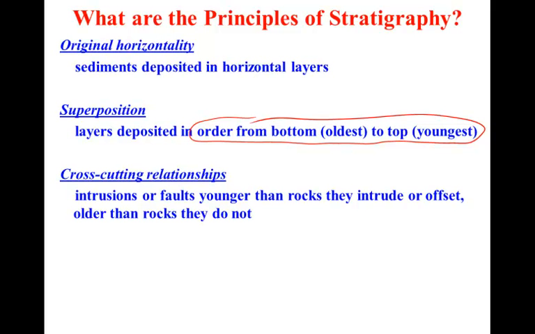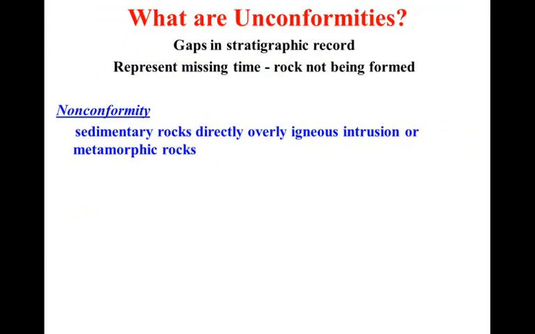The same cross-cutting relationships can be applied to faults as well. A fault is younger than any rock layer it cuts across, and older than any rock layer it does not. In speaking the language of rocks, we also need to be able to recognize where there are gaps, where there are missing pages, where time was not recorded because rock was not being formed. These are called unconformities.